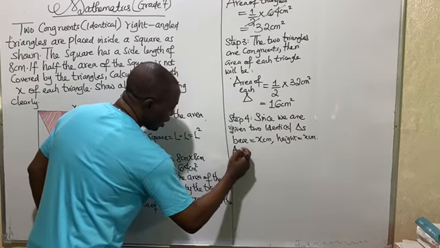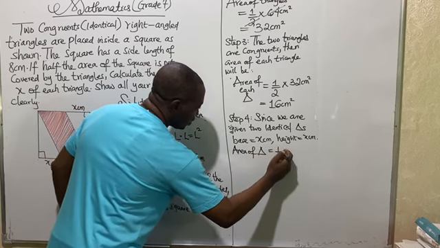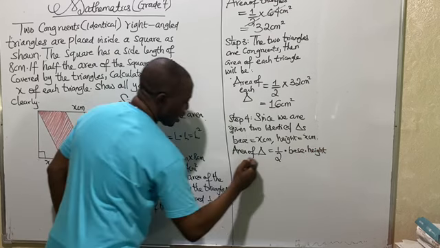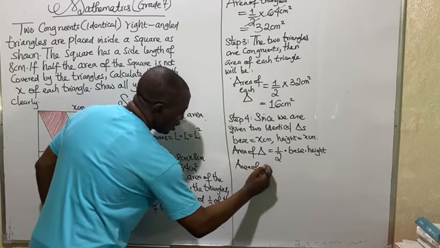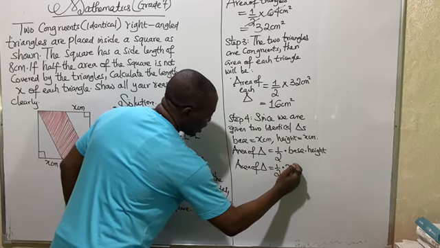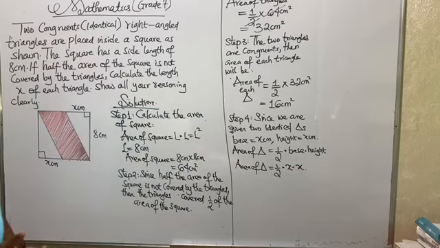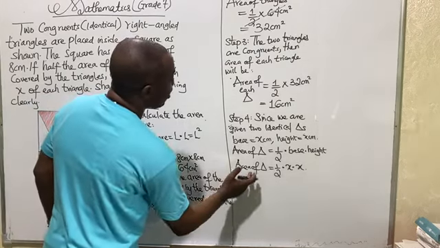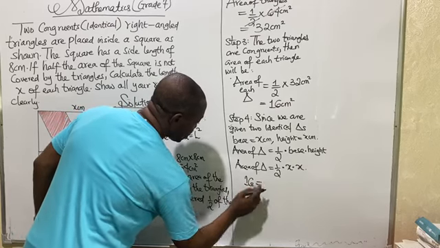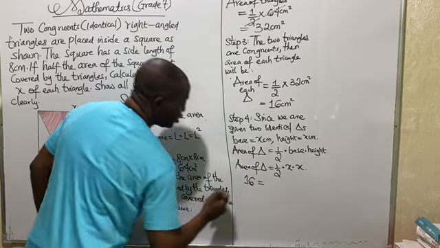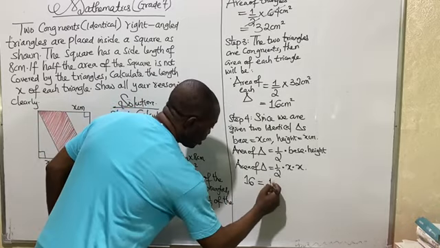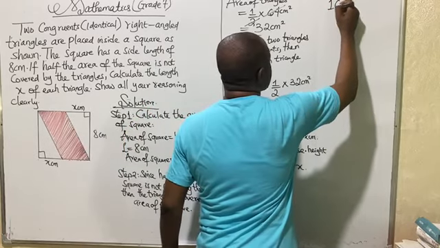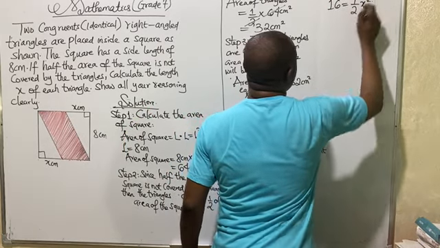And we know that the area of a triangle is 1/2 times base multiplied by height. So the area of the triangle will be 1/2 times x, because I said the base and the height are identical. They are equal in length. So we have the area of the triangle to be 16. This will be x times x, that will be x squared. So we have 1/2 of x squared.